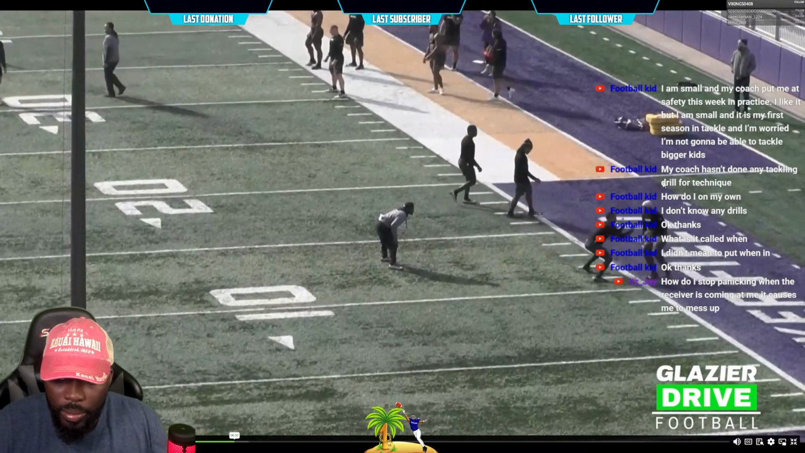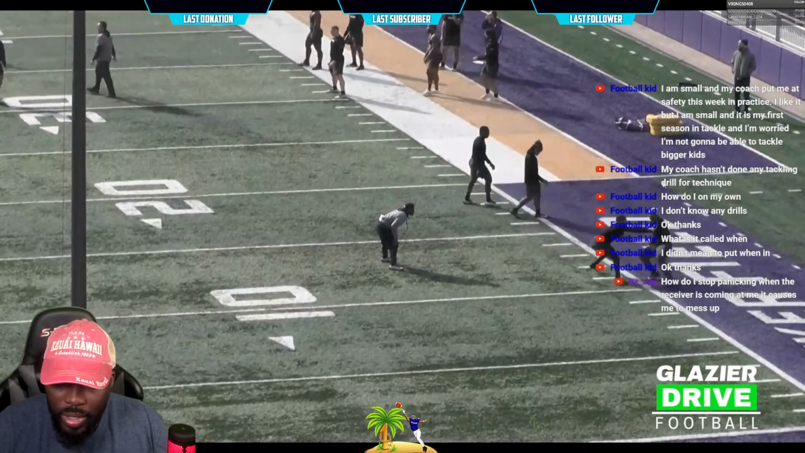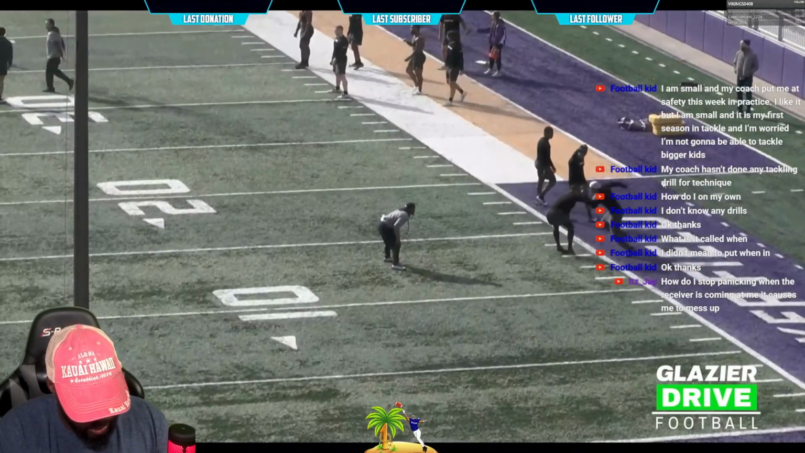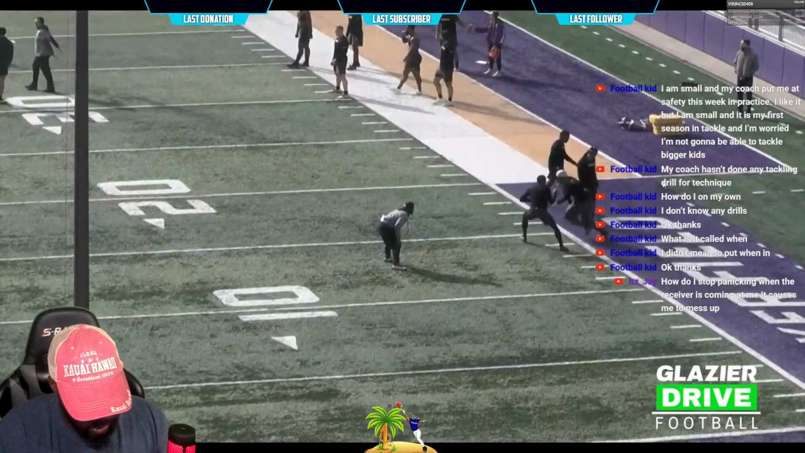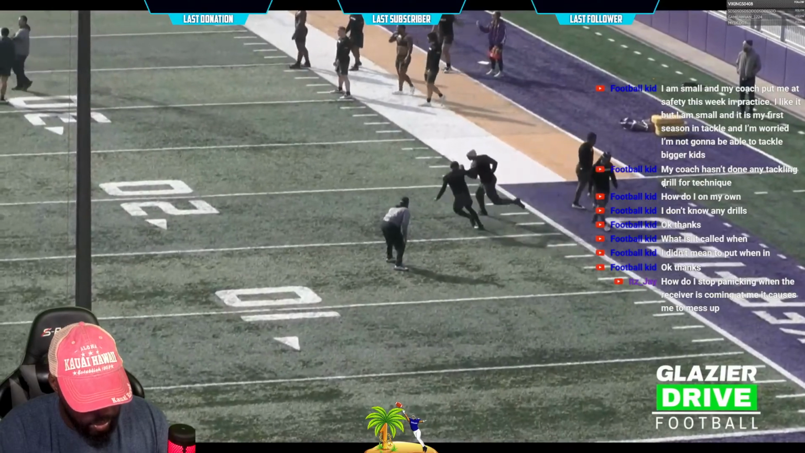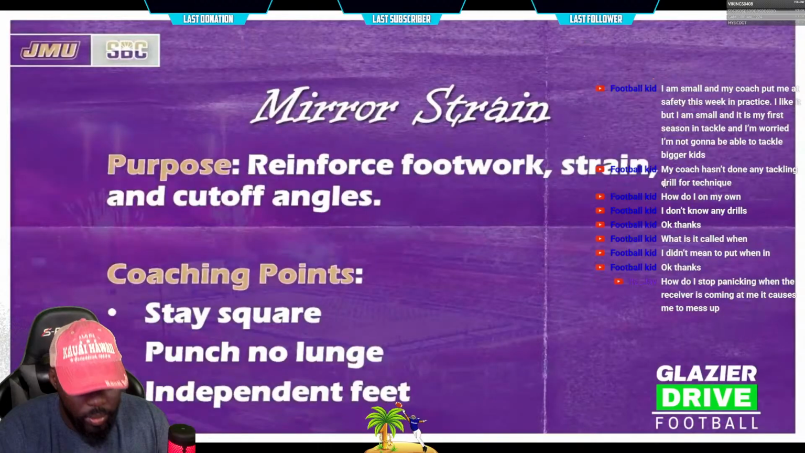The lunge right there, that's not what we want. You don't want that lunge right there. We want to make sure that our arms are within our frame, right? Just a punch, not a lunge. And move sideways, move our feet, get out independent feet, push, push, push, all right? And strain, strain, strain, and not cross over.